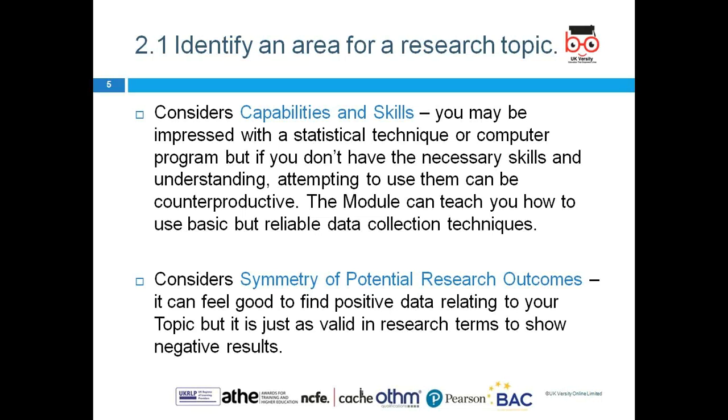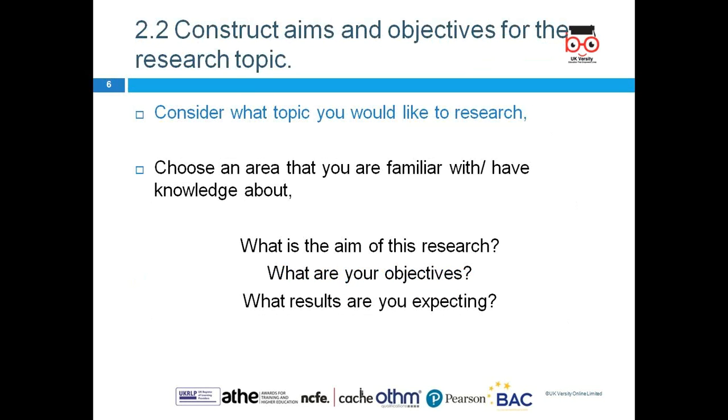And that's that for 2.1. It's just quite simple. What to do, what sort of skills to use when you want to look at a research topic. So you've already done this. This section for you has already been identified because you know exactly what you want to do. So for 2.2, construct aims and objectives for the research topic.